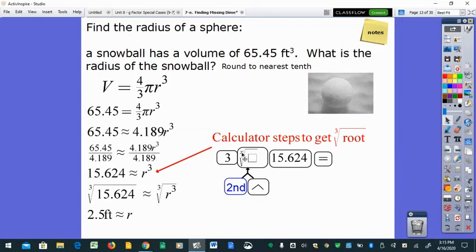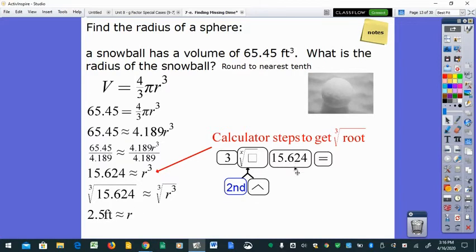That x means you could take the third root, the fourth root, the fifth root. So since I want the third root, I want to undo cubing, I would put a 3 in the calculator. I'd hit the second function and the root key, and then I'd put the 15.624 in and hit equals, and I'll see 2.5, and the radius of the snowball would be about 2.5 feet. Going to be quite a big snowman there.